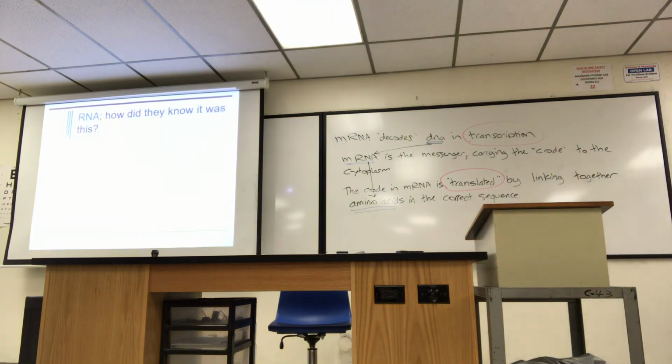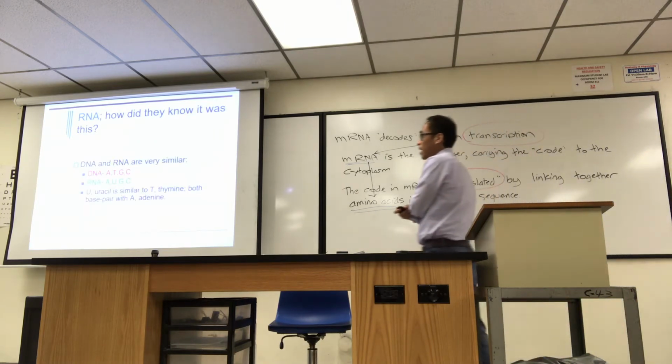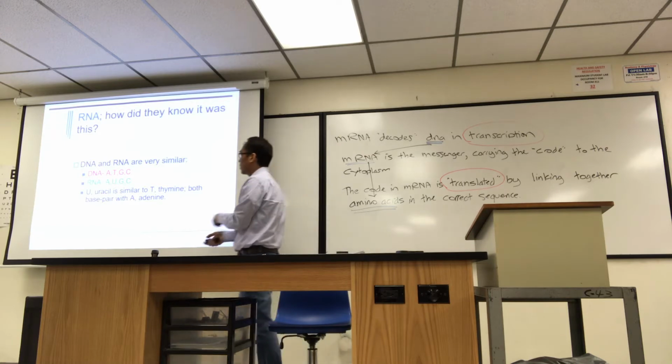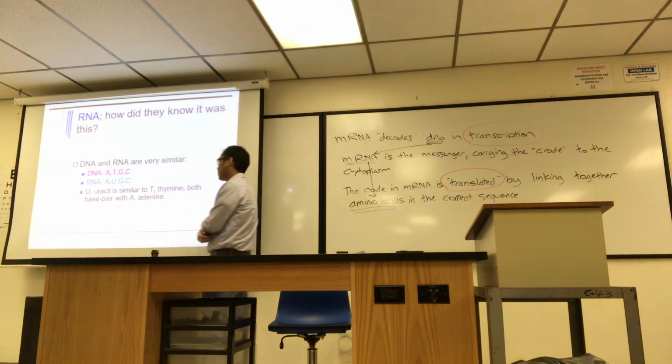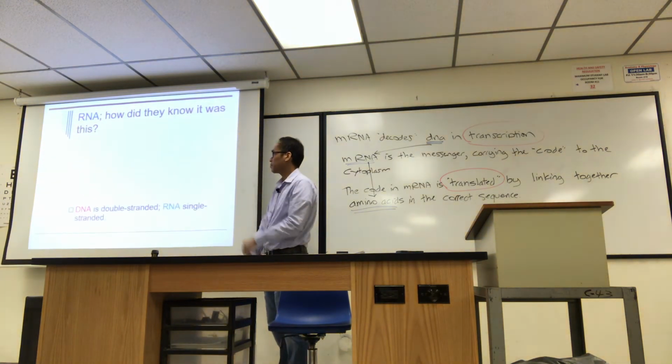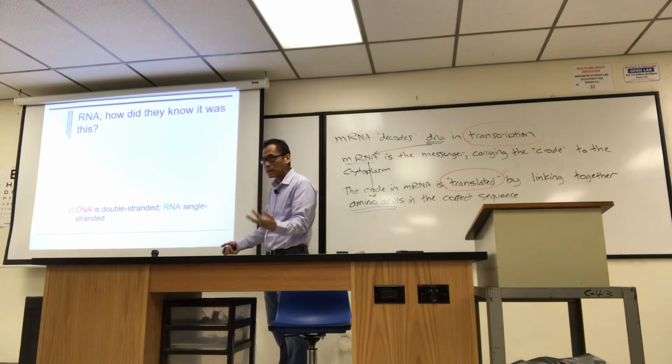And it's really interesting to understand how important RNA is. You know, how did they know RNA? Well, what were they thinking, that it's RNA that participates in the decoding of DNA? What they noticed is that cytoplasm of cells that make lots of proteins had lots of RNA, so there's an association there. Also, DNA and RNA are very similar. The only difference is, instead of thymine, you have uracil. I've been saying that, okay? All right, well, anyways, another similarity. Basically, RNA is a single-stranded version of the double-stranded DNA, so they're very similar.